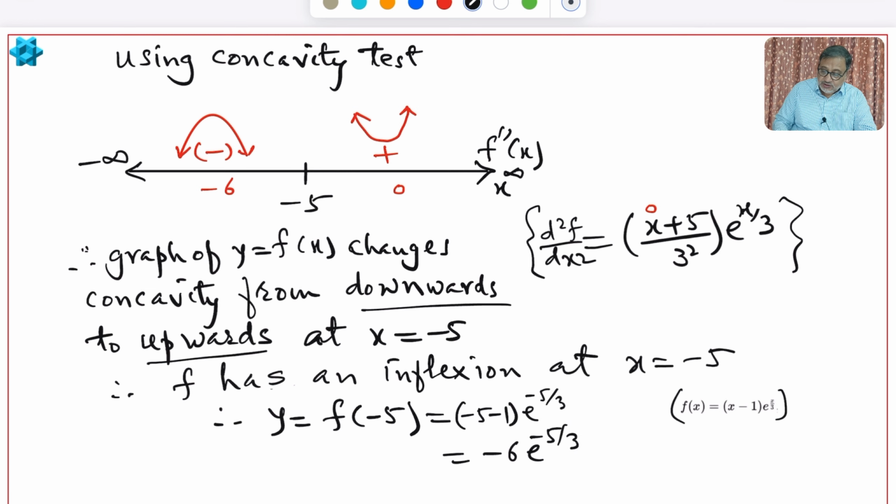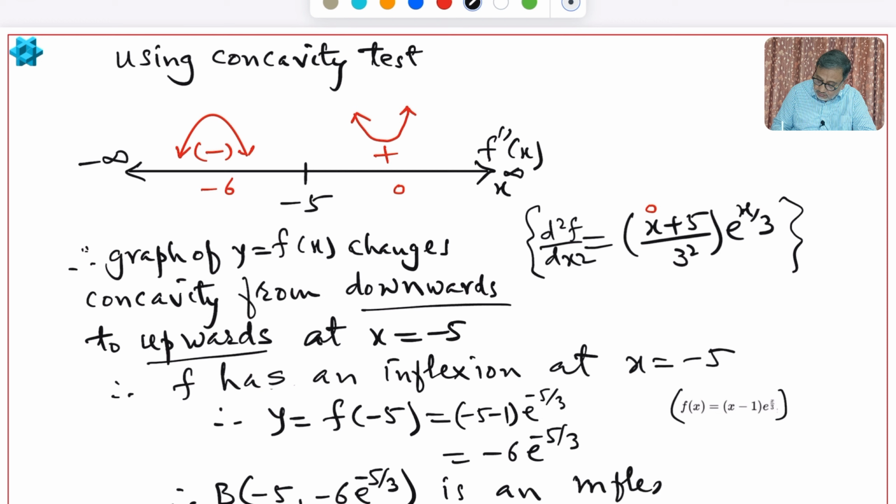Okay, so therefore this is the second point. B, minus 5, minus 6 e raised to minus 5 by 3, is an inflection point. Right.